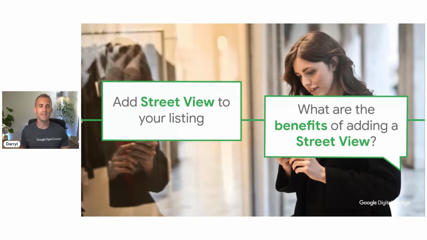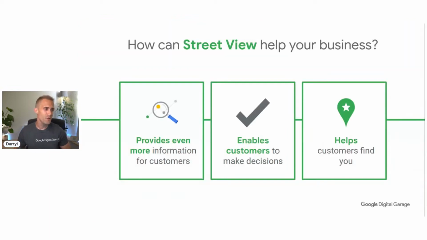So essentially what I'm looking to get to is when you have a street view, you are going to allow your customers to not only find you on Google Business Profile, but once they look at your business within Google Business Profile, you're going to almost know exactly what your business looks like once they do arrive. How can Street Views help your business? Provides even more information for your customers, enables customers to make decisions.